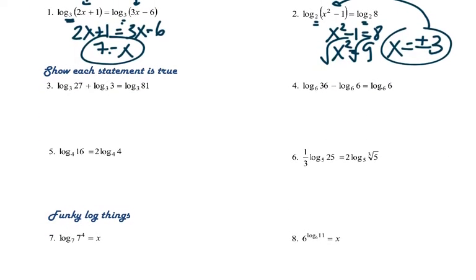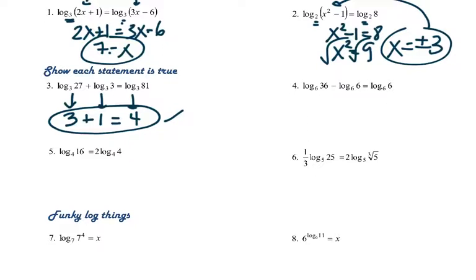Here we're just showing that the statement is true, so we're thinking about 3 to what power gives you 27? Right, 3. 3 to what power gives you 3? Right, 1. 3 to what power gives you 81? Right, 4. Is 3 plus 1 4? Yes. Not a lot of writing, but just kind of that thinking. And this is really setting us up for our next lesson.